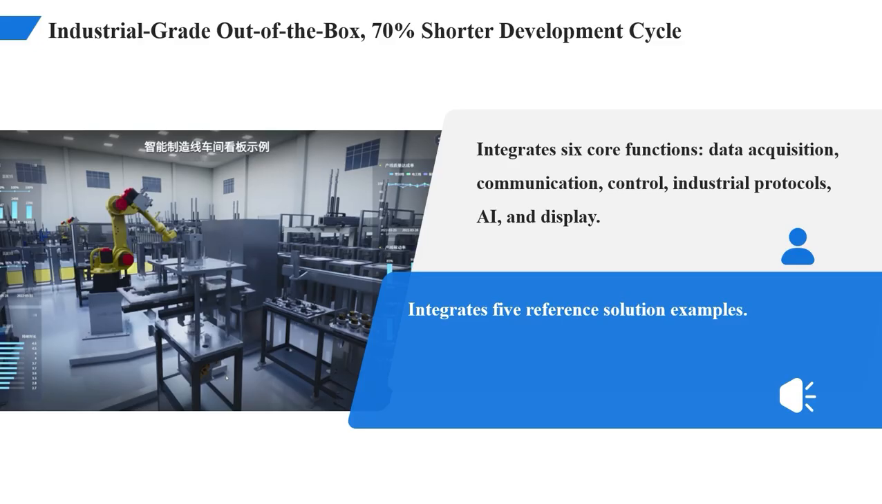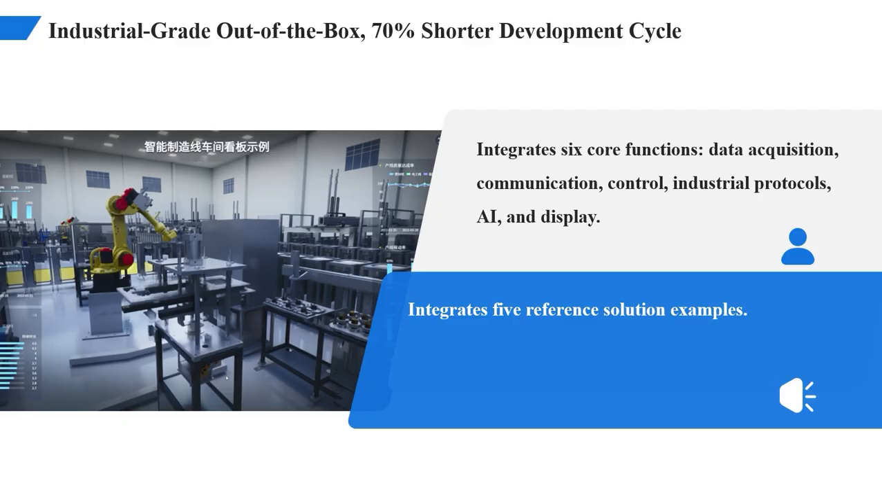And last, let me summarize what those technical advantages mean in practice. RuiQing integrates 6 core functions: first is data acquisition, communications, and control, industrial protocol, AI, and display into a single platform. We provide 5 reference solutions demonstrating how those capabilities work together.